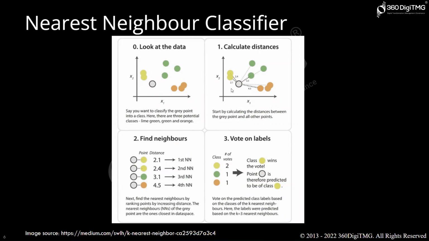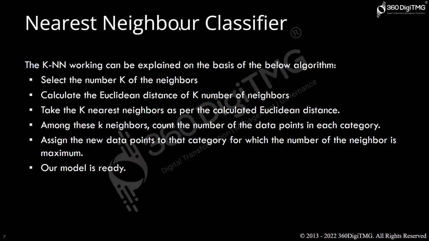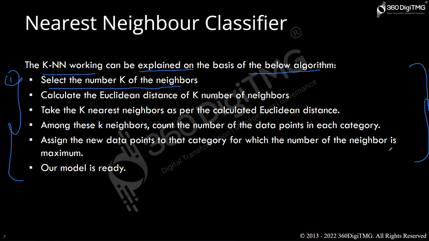So how does the k nearest neighbor classifier work? The KNN working can be explained on the basis of the below algorithm. These steps are needed to explain the working of KNN. Please follow them. The first step is to select the number of k neighbors.